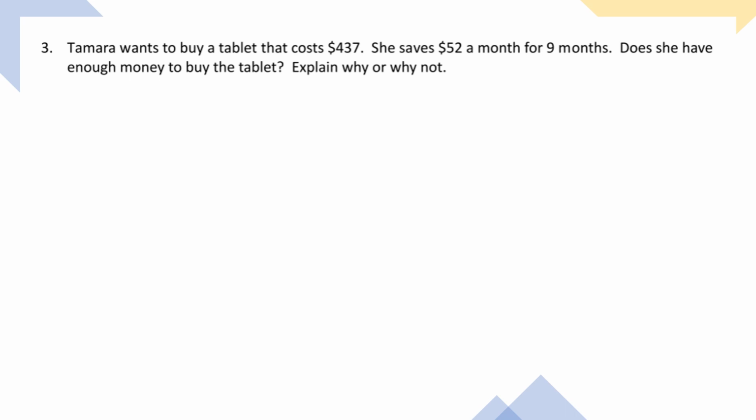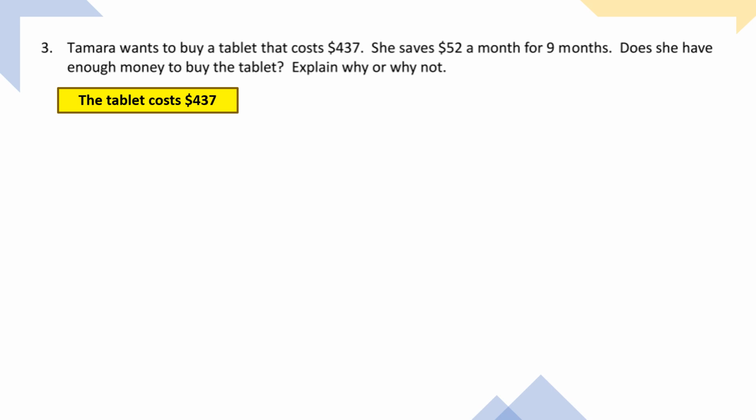Okay, let's look at the first sentence. Tamara wants to buy a tablet that costs $437. Well, that's information, but that information isn't going to give me an equation or anything to work out. So I'll just write that down as a note. Okay, so the tablet costs $437.